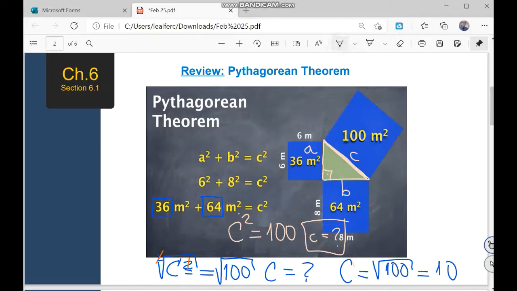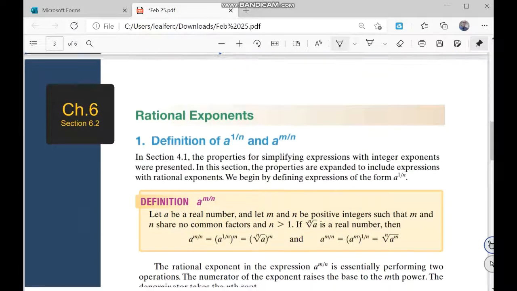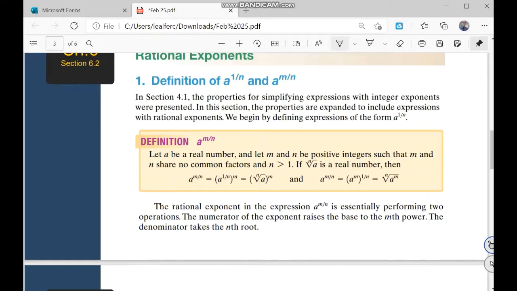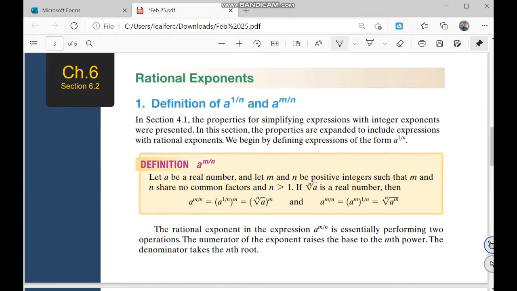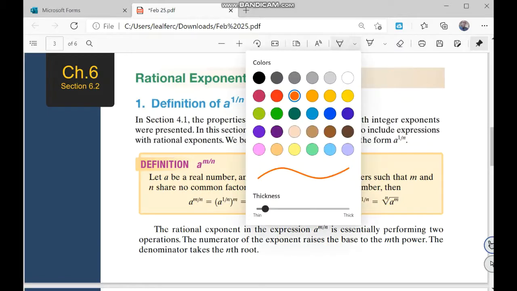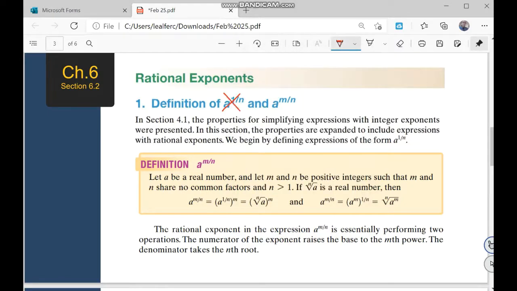Okay, moving to the topic of today's class. Today we are talking about rational exponents, the definition of a exponent 1 over n and a exponent m over n. I'm not going to talk about this. No, this is silly, because if we talk about that one, we are covering the whole thing. Because when m equals 1, it's the same thing as that, right? So we don't need to talk about this. Only a exponent m over n. Okay?